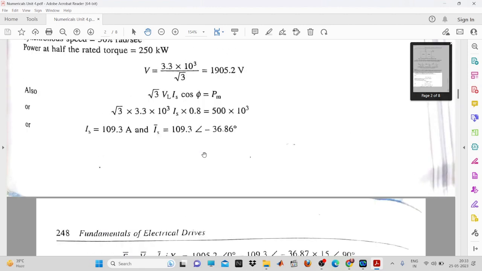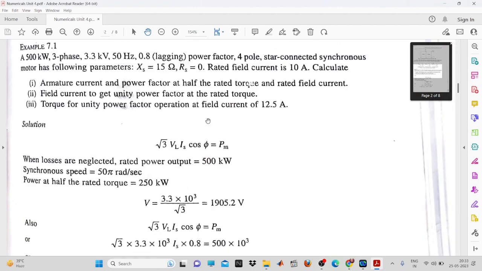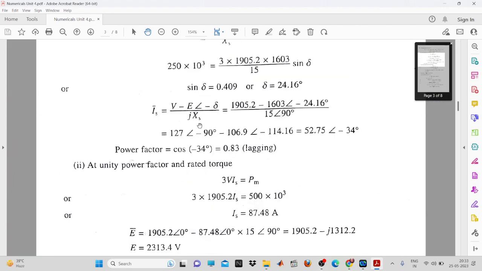Now here, what is asked? Field current is given. So accordingly you will have to calculate the excitation, because excitation and field current are proportional. So I think this can be easily solved.